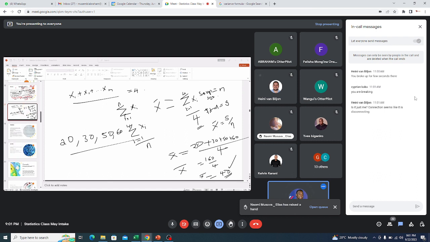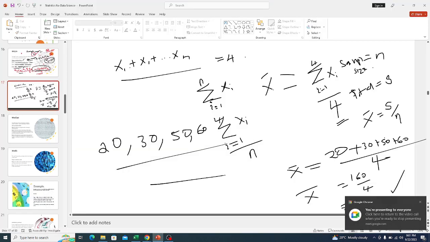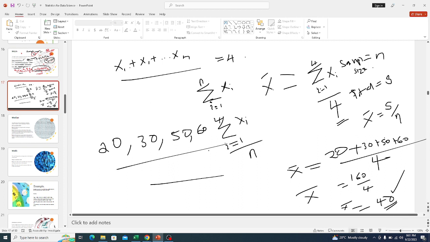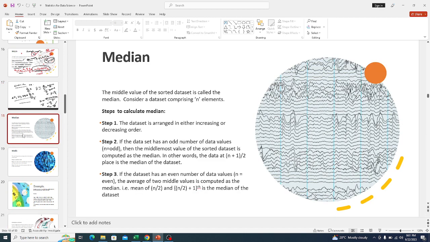Good. So what I was saying is, don't confuse this illustration with practicals. This is just an illustration. We are yet to do the practicals. So this is for better understanding. I'm going to move to the second measure. So the second measure, what is it?